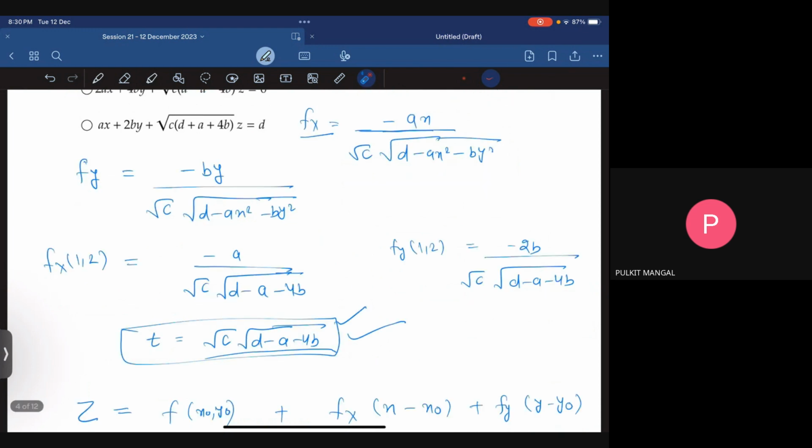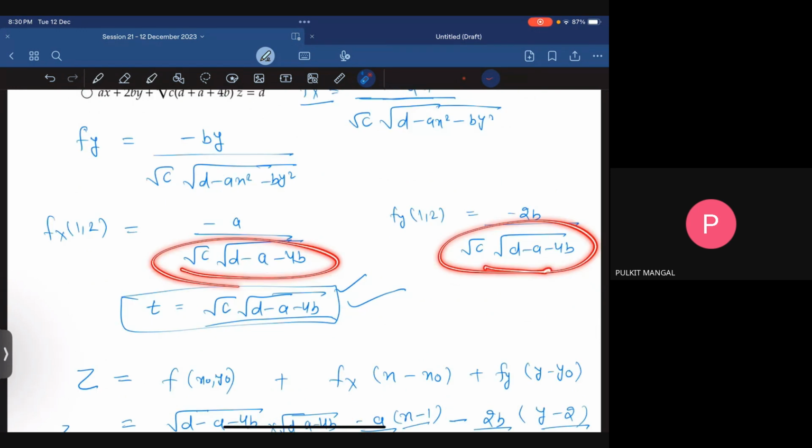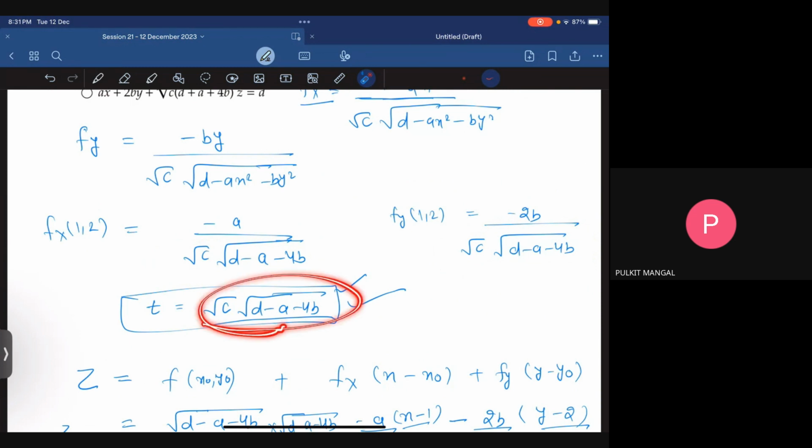Because these are basically the same repeating terms and this is a long expression, I just simply assume that this under root of c times under root of d minus a minus 4b is equal to t, to simplify the equation so that it looks good and is easy to solve.